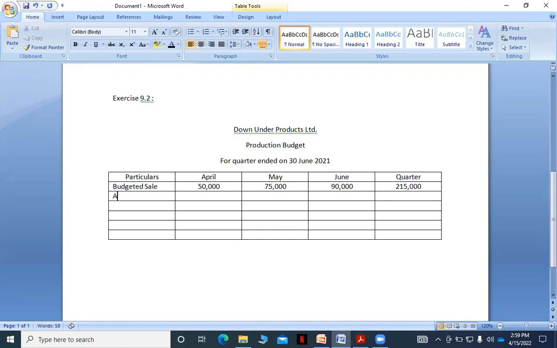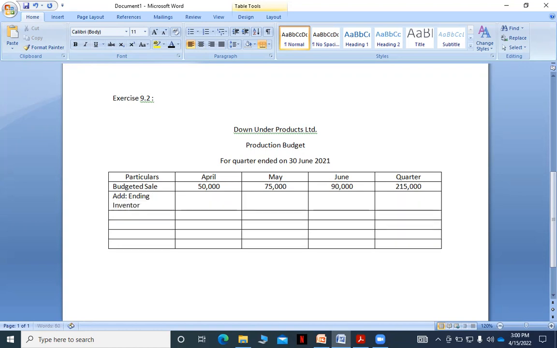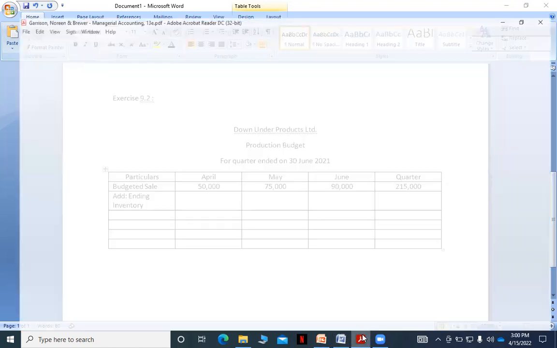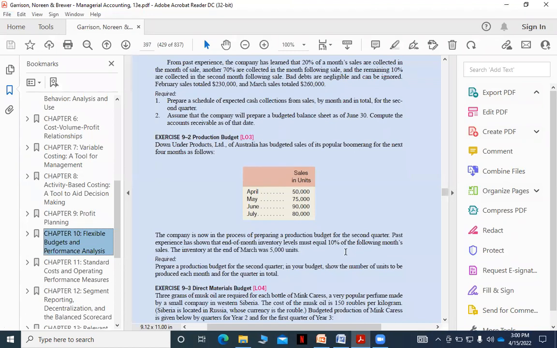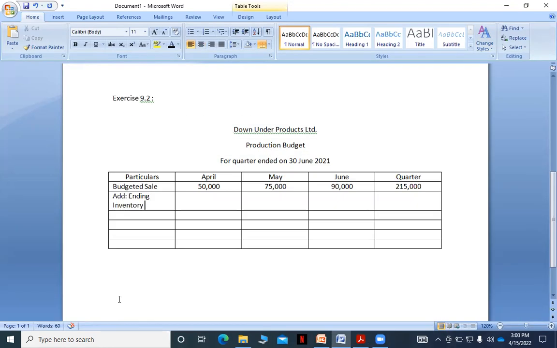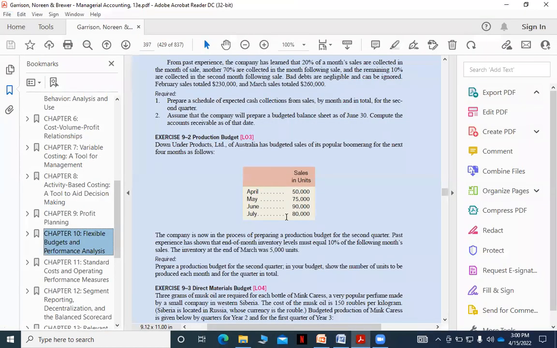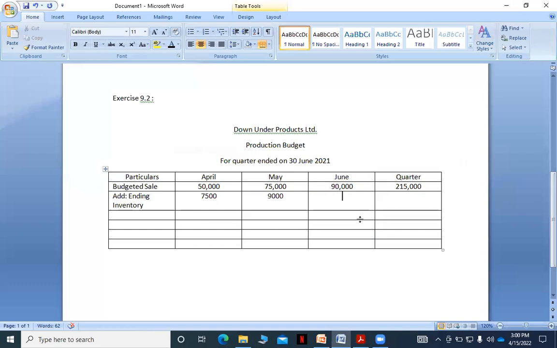Okay, now we'll add ending inventory. Ending inventory. So as per our question, they said ending inventory will be 10% of the following month sale. এখানে কি বলা আছে? Following month sale 10%. So for the April it will be 10% of May. So that means it is 7,500. For May it will be 10% of 90,000. That means it is 9,000. For June it will be 10% of July. July is given as 80,000. So that means it is 8,000.